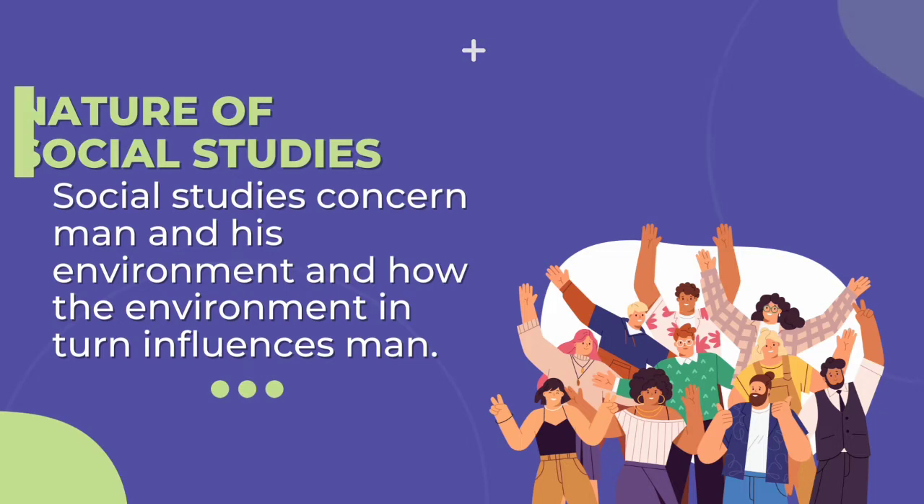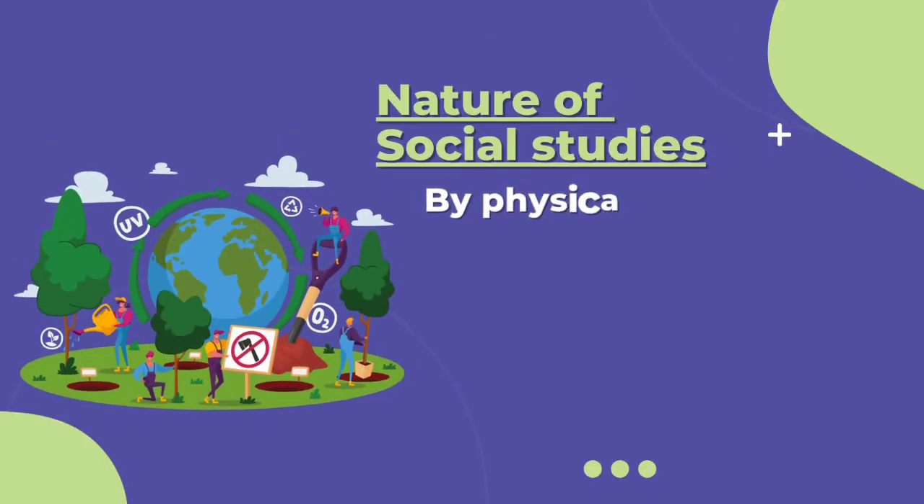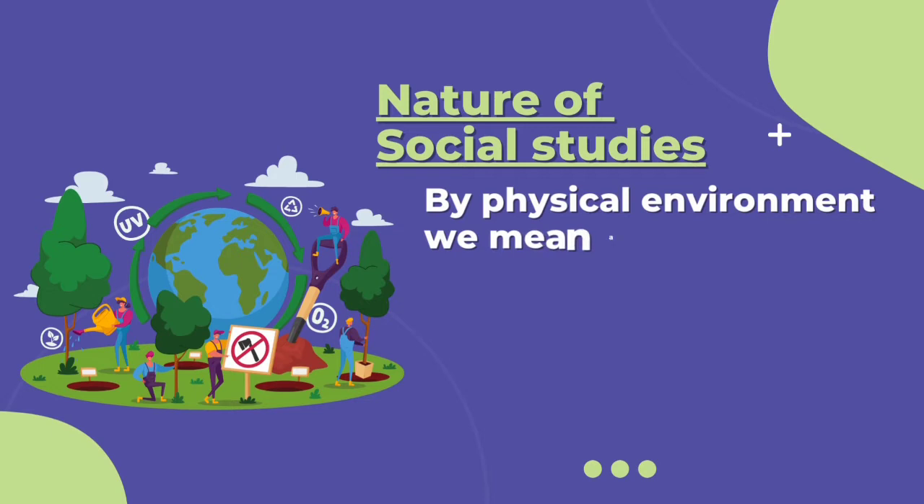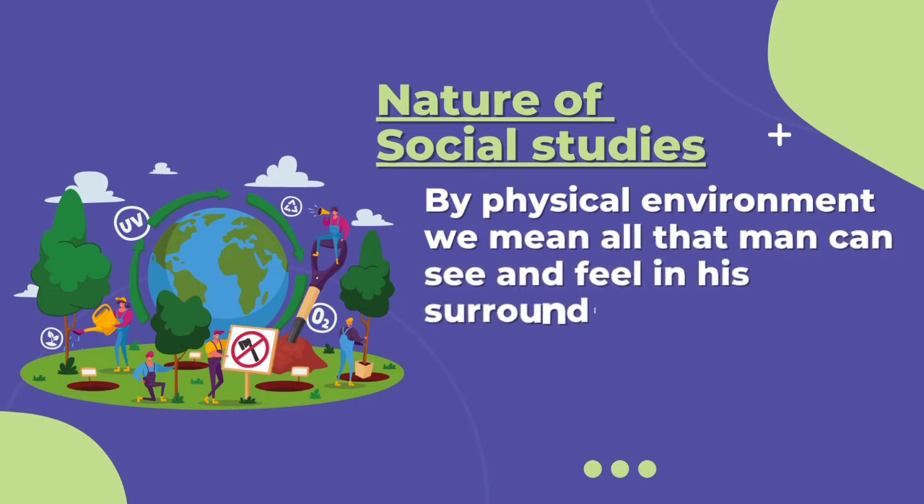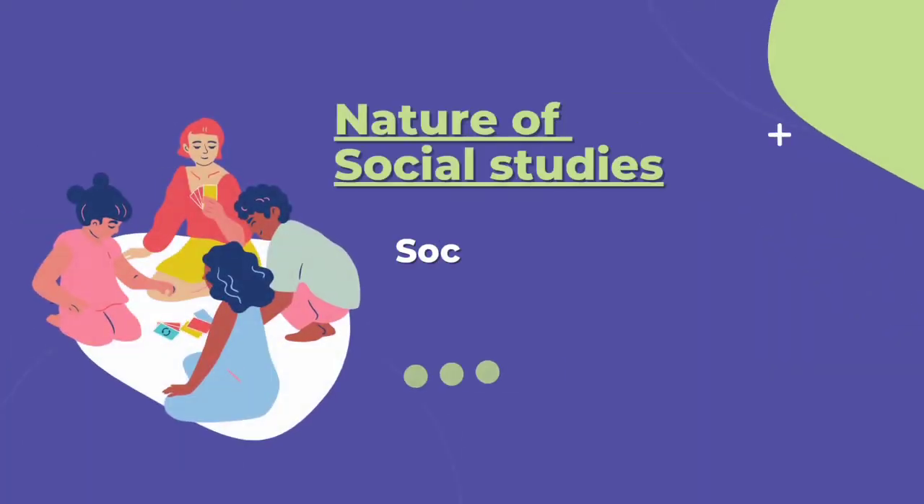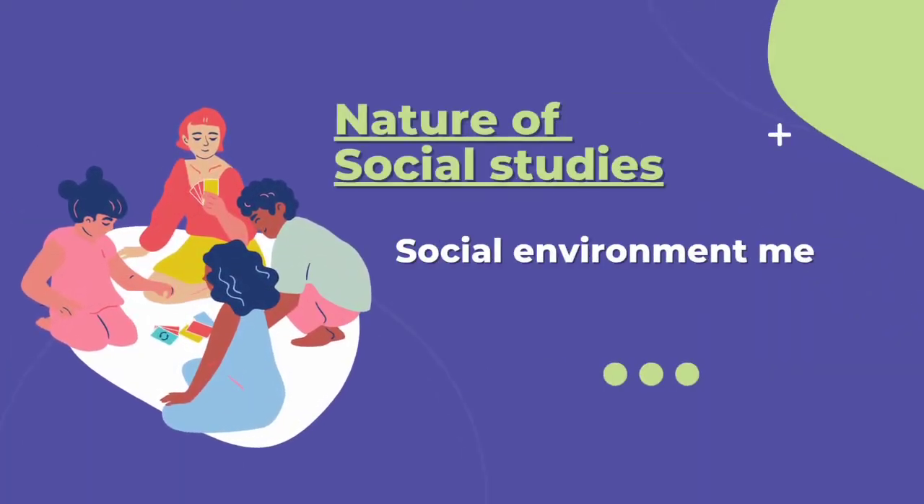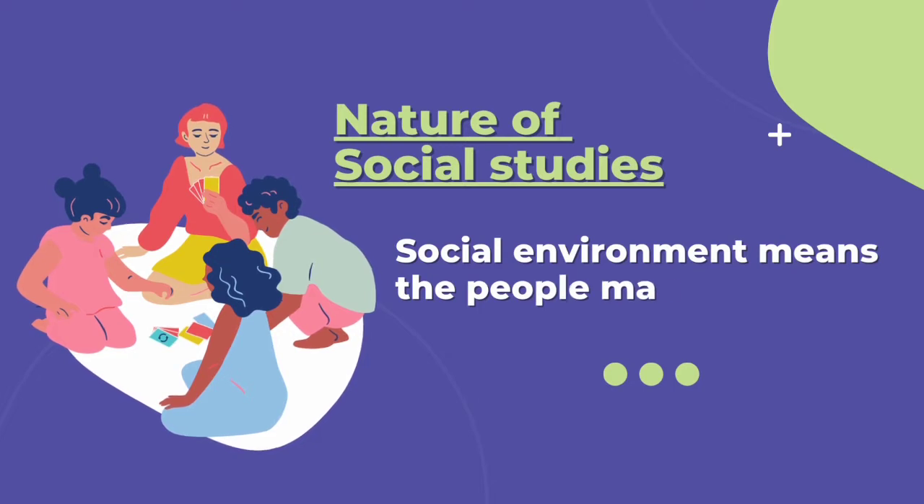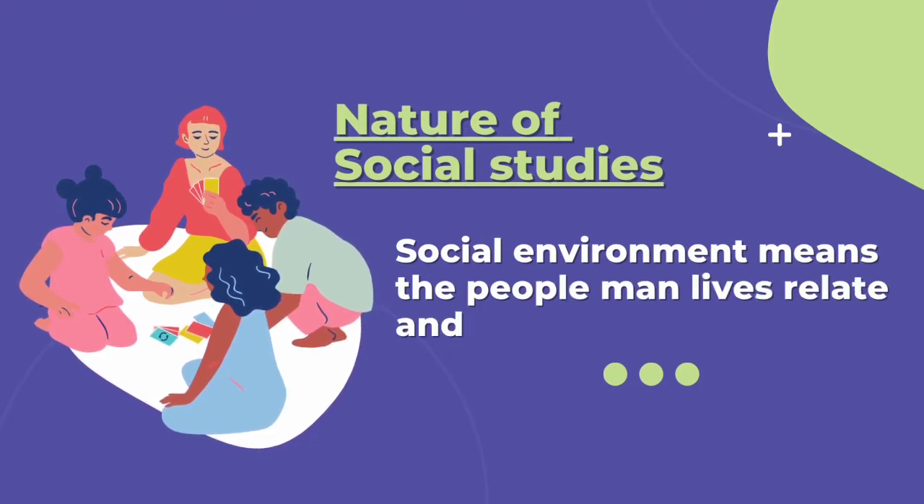So when we say physical environment, what do we mean? It means all that man can see around him and feel in his surroundings where he lives. For example, the rivers, the mountains, the hills, the forests, and many others. These are the physical environment. Then when we say social environment, we mean the people man relates with, the people around. This is the social environment.